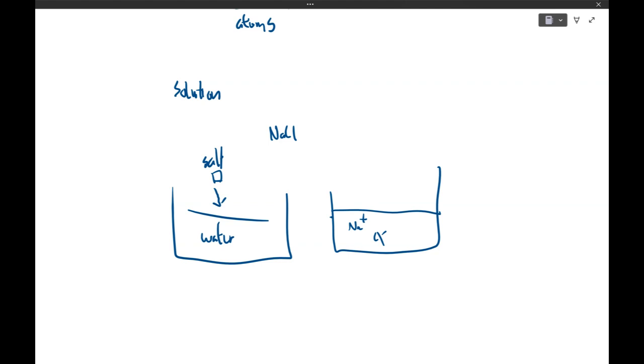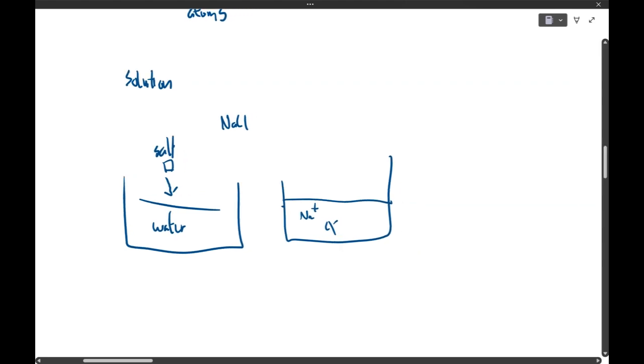Even though they're separated, the salt still retains its properties. So if you drink salt water, it's still going to taste salty, even though it's not going to be one big block of salt that's in there.